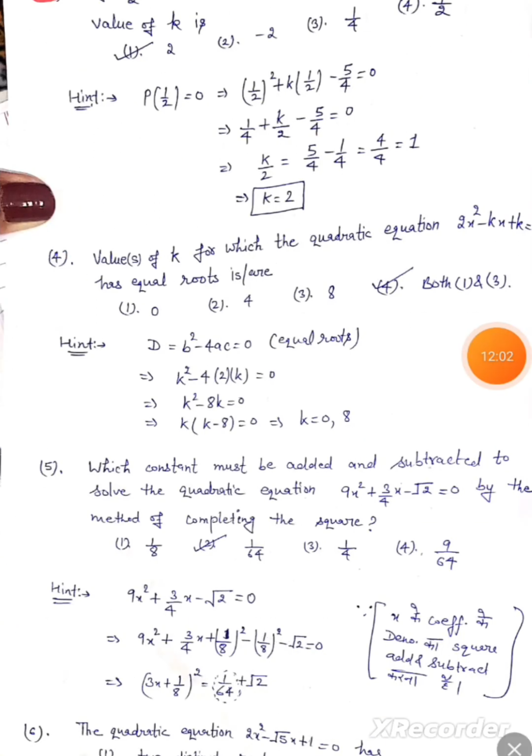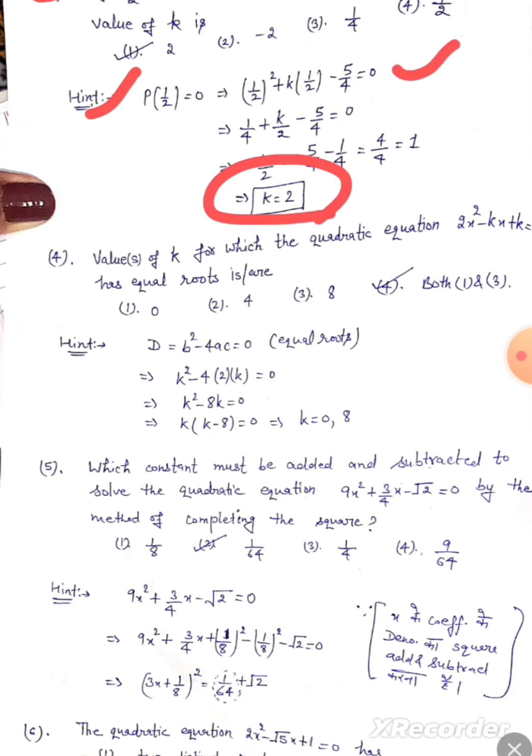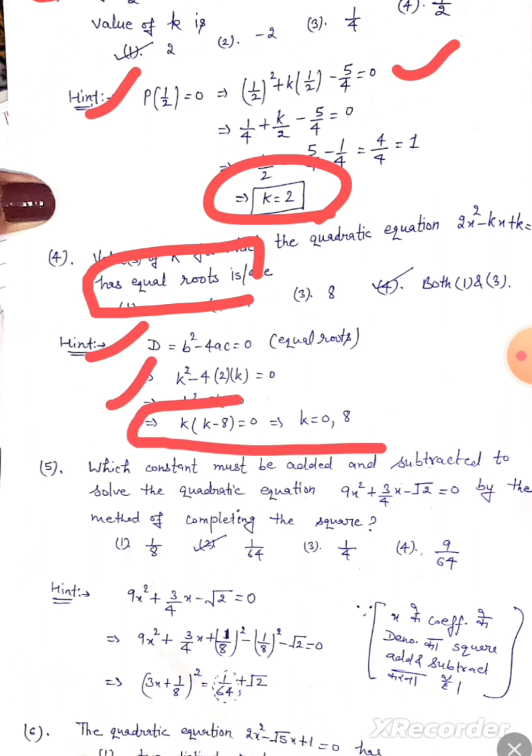The next question is: if 1 by 2 is a root of this equation, what will be the value of k? If 1 by 2 is a root of the equation, then it satisfies this equation, equate to 0, and you can find the value of k easily. Next question: what is the value of k for which the quadratic equation has equal roots? For equal roots, the discriminant is equal to 0, and the k value is easily found here.